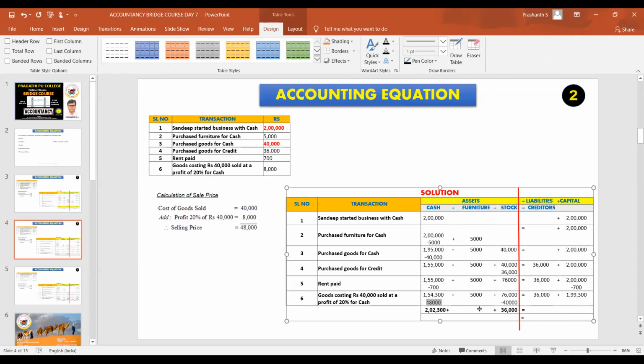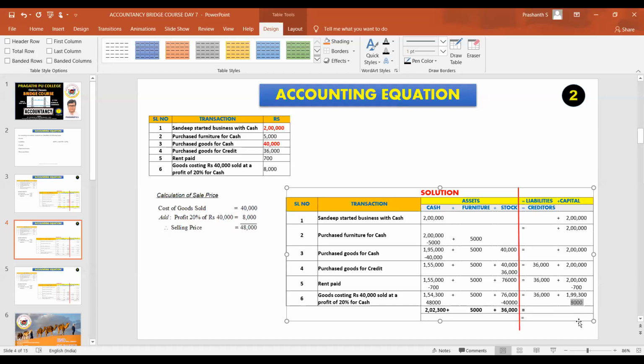And the 5,000, just bring it down. Come here on the right hand side. What do you have to do? Plus 8,000. Why? Because that is a profit. As I said, minus 700 was the rent, so that was an expense, and that's why minus 700 should come here. But 8,000 is plus, because it is a profit.